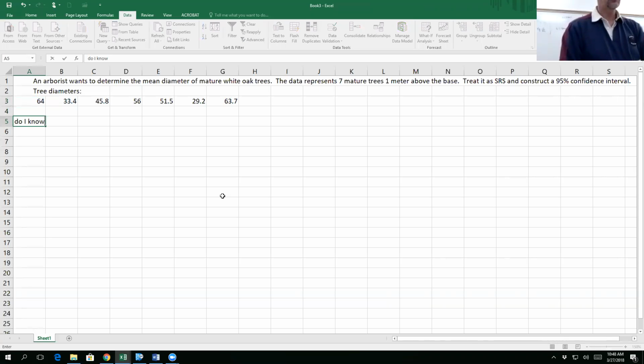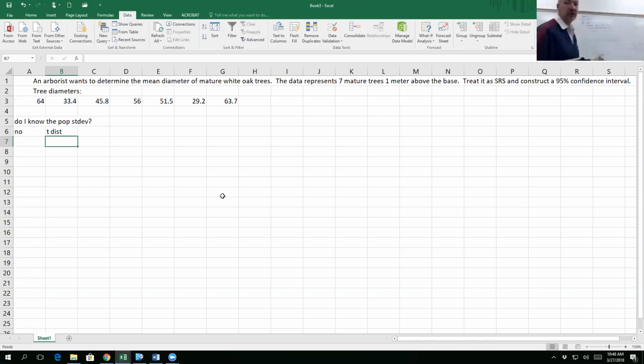Do I know the population standard deviation? What do you think, Ashley? No. So therefore, because I don't know it, is it a Z or is it a T? It's going to be a T distribution. So I'm going to be using this second formula here in blue. Does that make sense? Okay.